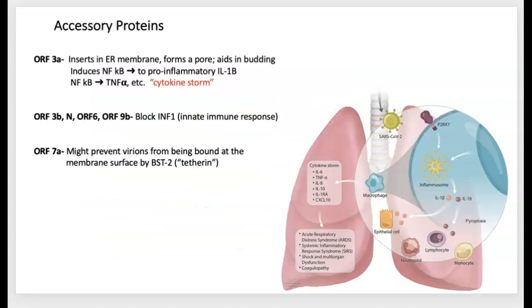This slide is just an overview of some of the accessory proteins that the SARS-CoV-2 genome encodes. At the top of the list here is ORF3A, which inserts into the endoplasmic reticulum membrane and forms a pore, which presumably aids in budding throughout those intracellular compartments. But ORF3A is also known to induce NF-kappa B, for example, the transcription factor that leads to an excess production of pro-inflammatory interleukin 1B, as well as activating tumor necrosis factor alpha.